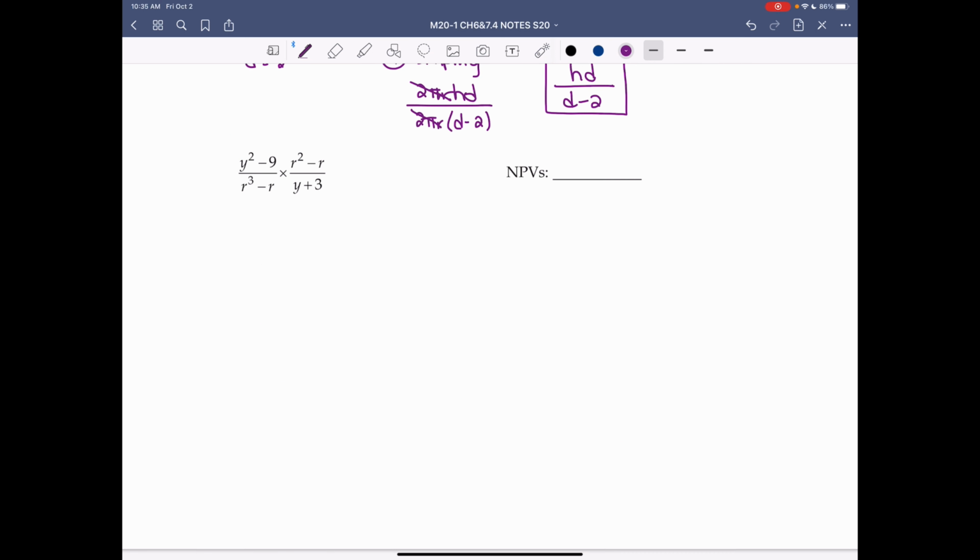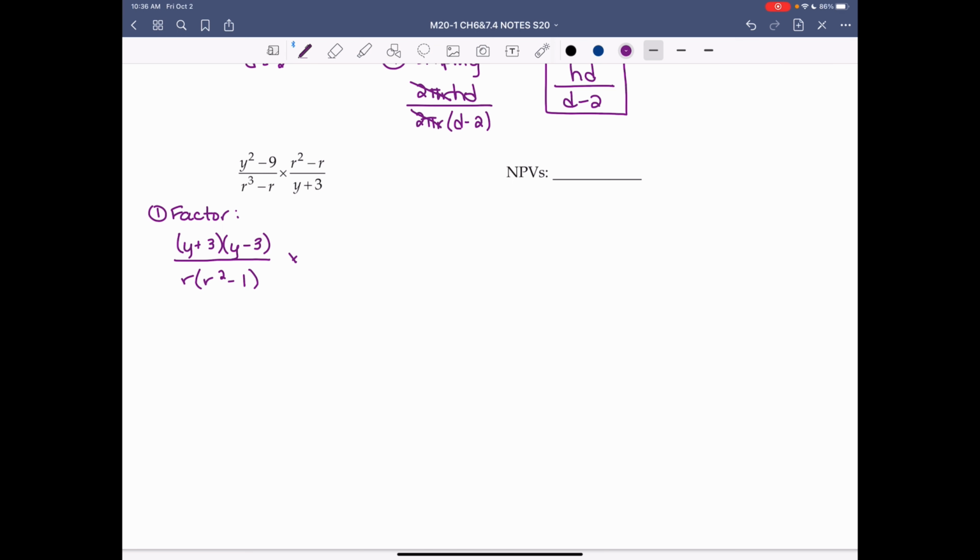y squared minus 9 divided by r cubed minus r, times r squared minus r divided by y plus 3. Step 1, factor. Starting with the left fraction, y squared minus 9, that's a difference of squares. Factors to the square root of the first term, y and y, square root of the last term, 3 and 3, one plus, one minus. The bottom, r to the power of 3 minus r. We can factor out an r there. We get r times r squared minus 1.